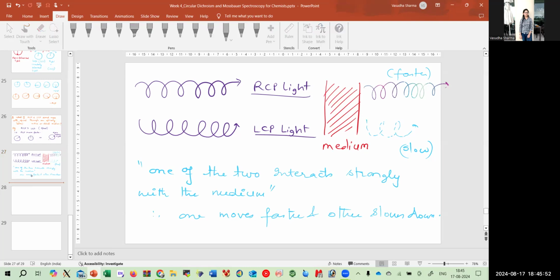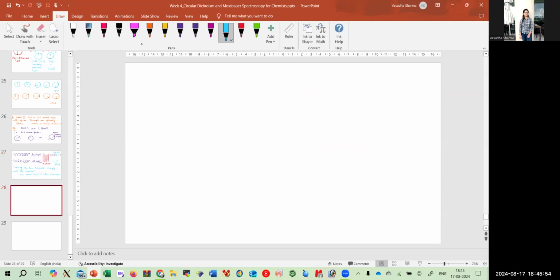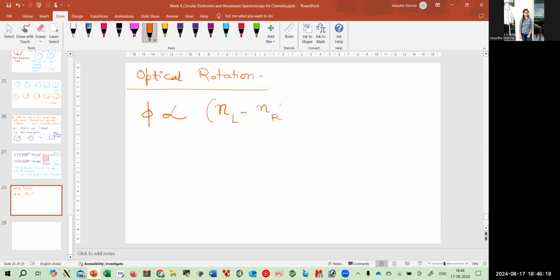So how do we talk about how this happens because of the refractive index? We have a terminology called optical rotation, which is given by phi, and that is directly proportional to the refractive index. This is your speed and L is your path length, it is your refractive index.